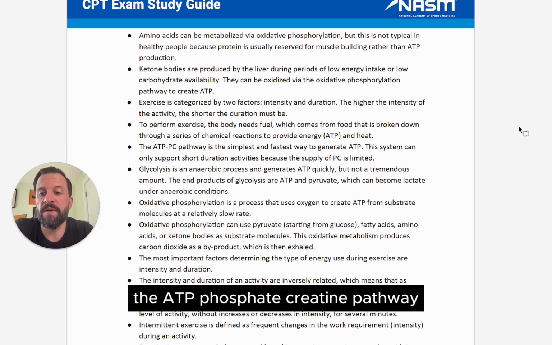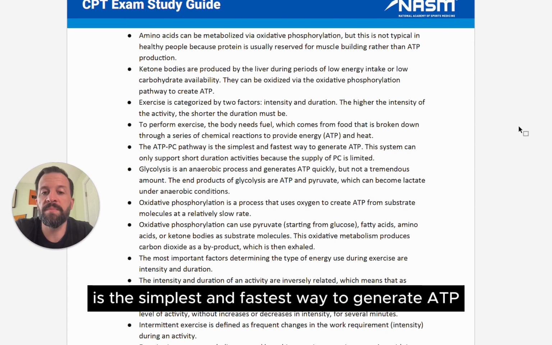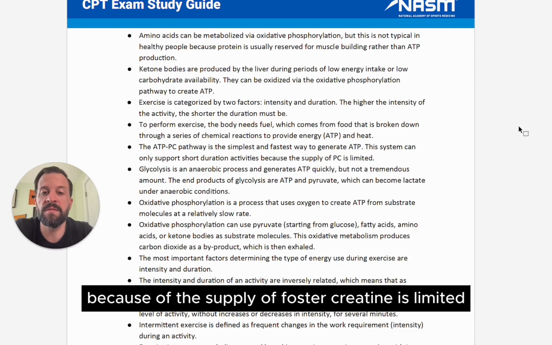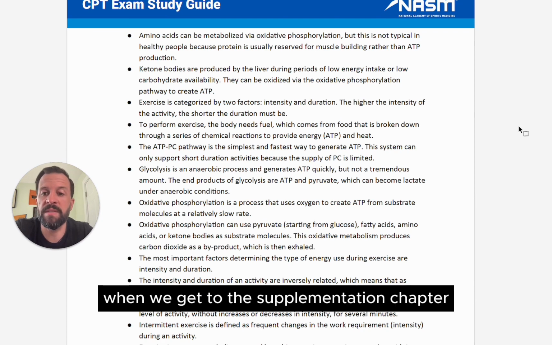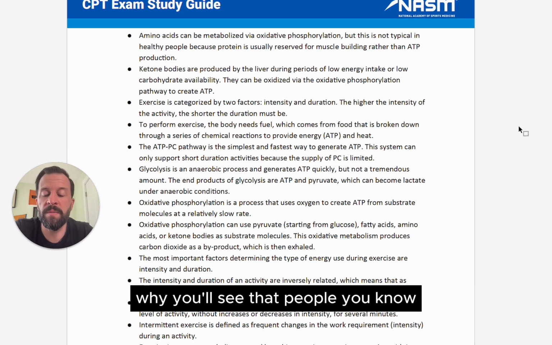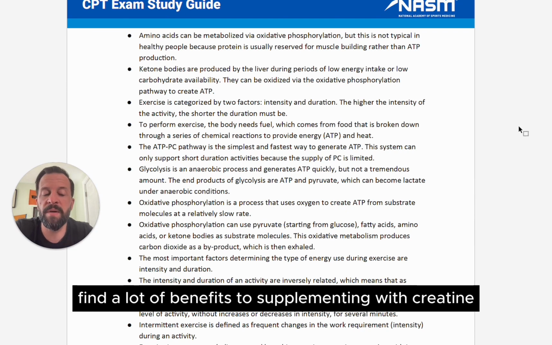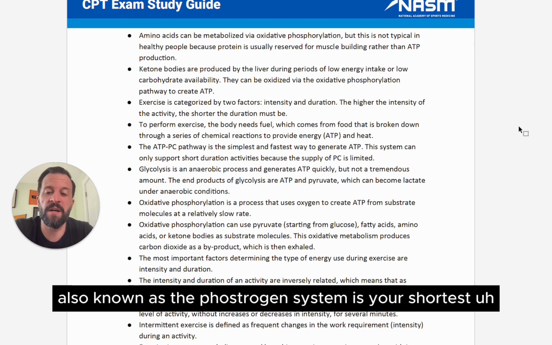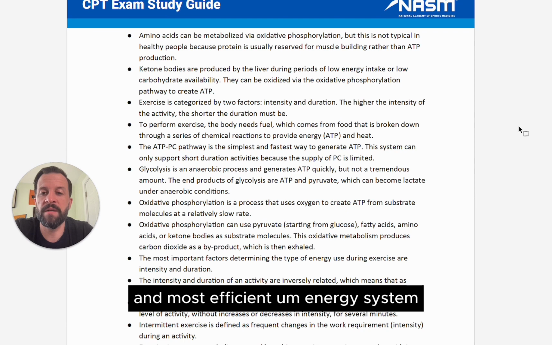The ATP phosphocreatine pathway is the simplest and fastest way to generate ATP. This system can only support short duration activities because the supply of phosphocreatine is limited. And that is one thing when we get to the supplementation chapter, why you'll see that people find a lot of benefits to supplementing with creatine phosphate. This is one of the reasons. But the ATP phosphocreatine, also known as the phosphagen system, is your shortest and most efficient energy system.